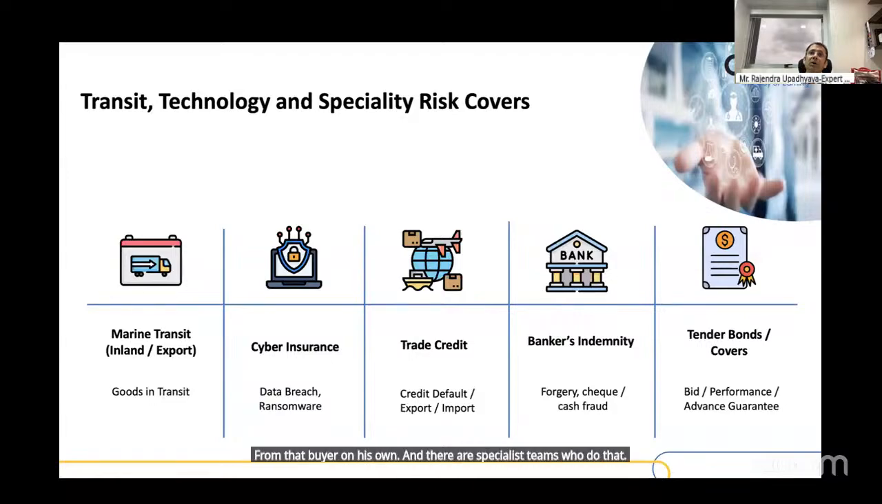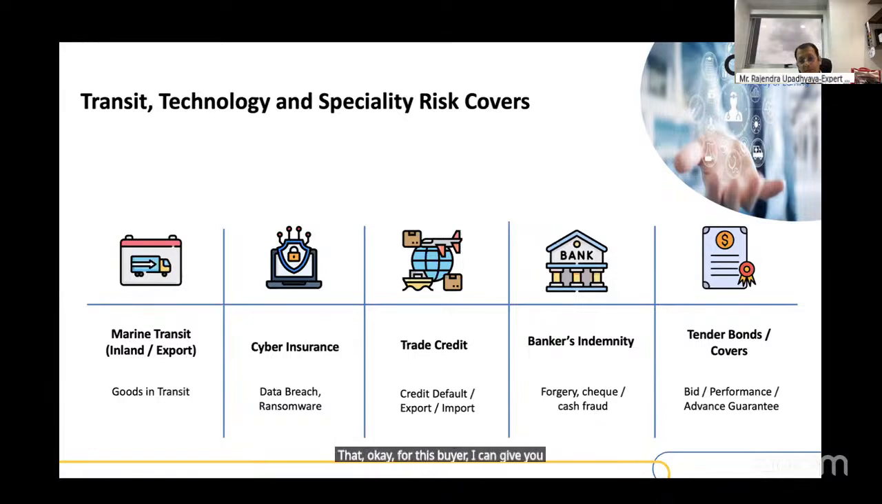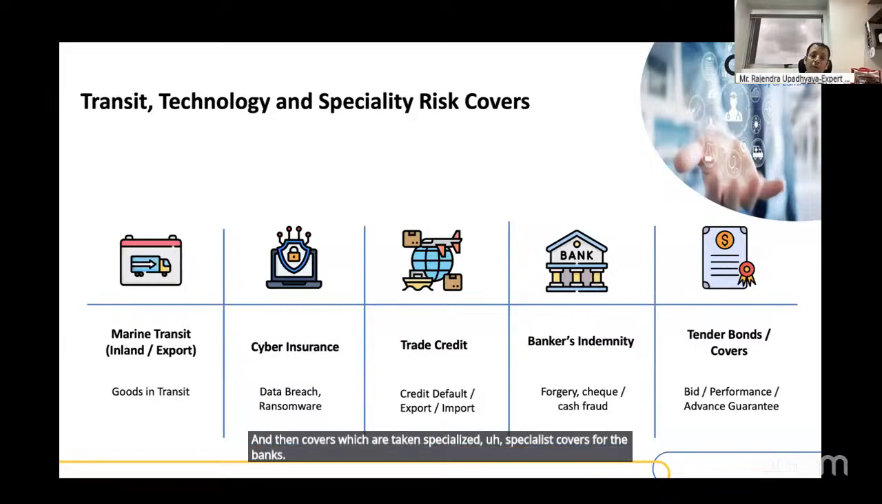The way this policy operates is that you have to declare all the buyers to the insurance company, and they will do some sort of a credit rating. They will assign certain limits, that okay, for this buyer, I can give you this kind of limit. And till that limit, if you're trading with that partner, that buyer, and then there are covers which are specialist covers for the banks.